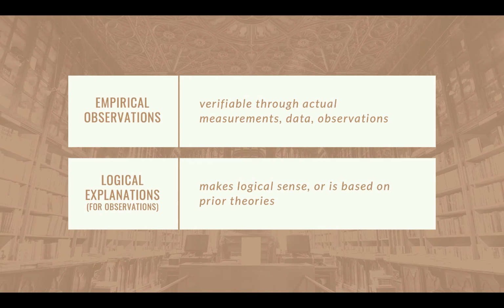And then the second part is they have to be logical explanation. It makes logical sense based on prior theory. So like, how do we know that it's cold on the dark side of the moon? Well, to make a good empirical argument about being cold on the dark side of the moon, it has to be both based on actual data, it has to be based on good explanation.